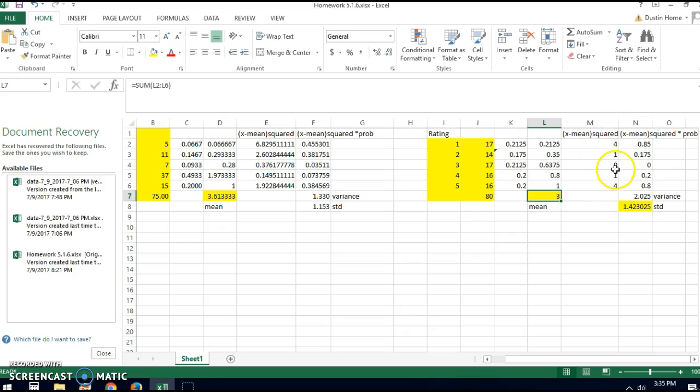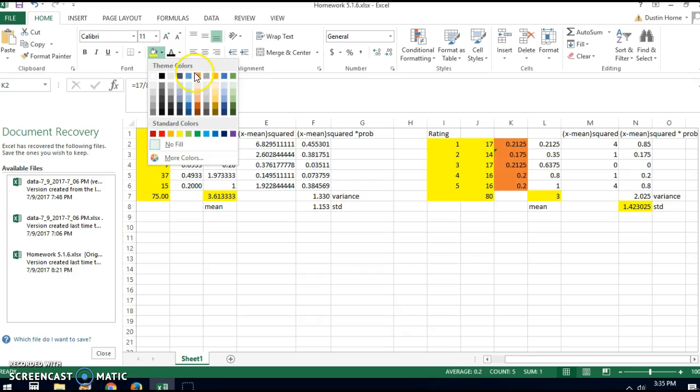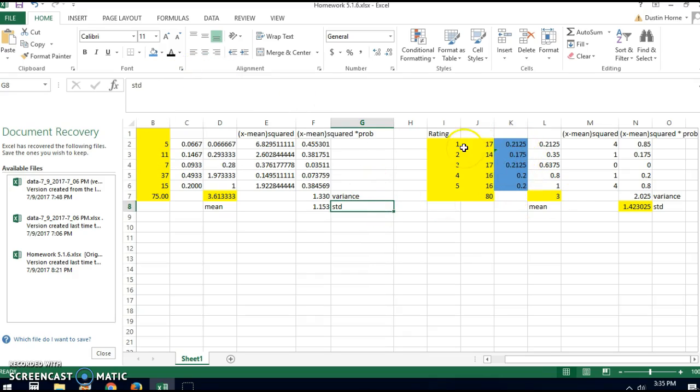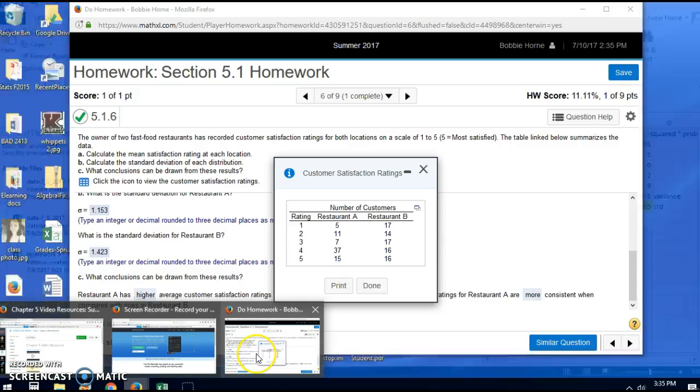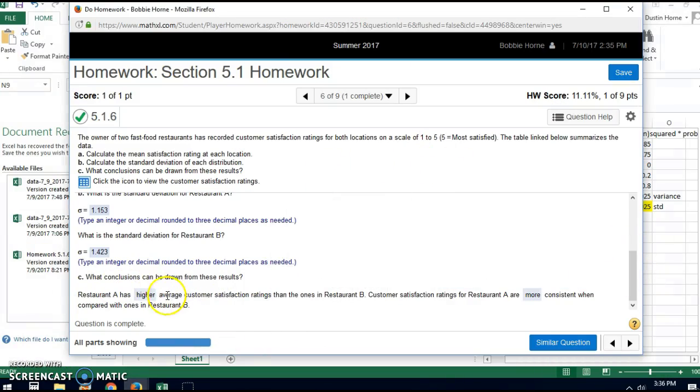So then we have to take these numbers and multiply them by this. Remember how we got those? Let me put that back the way it was. And let's do blue. So remember, we got these numbers by taking 17 out of 80, the proportion of customers. So you're going to take your 4 and times it by your 0.2125. You're going to take your 1 and multiply it by 0.175, 0, and then to get this one, you do 1 times 0.2. Same thing we did a minute ago. Sum these up. To get the standard deviation, you take the square root of the sum, which was the variance, and that is how you get 1.423.